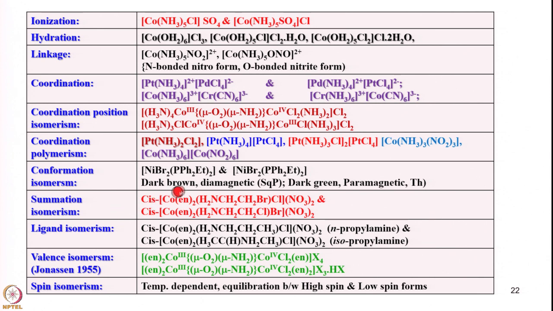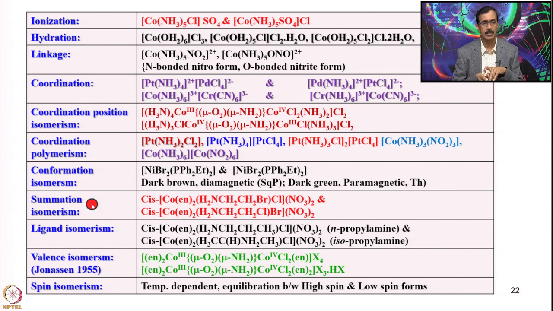And summation isomerism: here you can see the number of constituent ligands remains the same, and the composition remains the same. Here we have taken bromoethylamine, and here we are taking chloroethylamine. When bromo is there, chloride is in the secondary valency. When chloroamine is there, bromide is in the secondary valency. That means this is called summation isomerism. And then ligand isomerism is there. In the case of ligand isomerism, you can take normal propylamine here and isopropylamine here. So in this case, ligand isomerism is there.